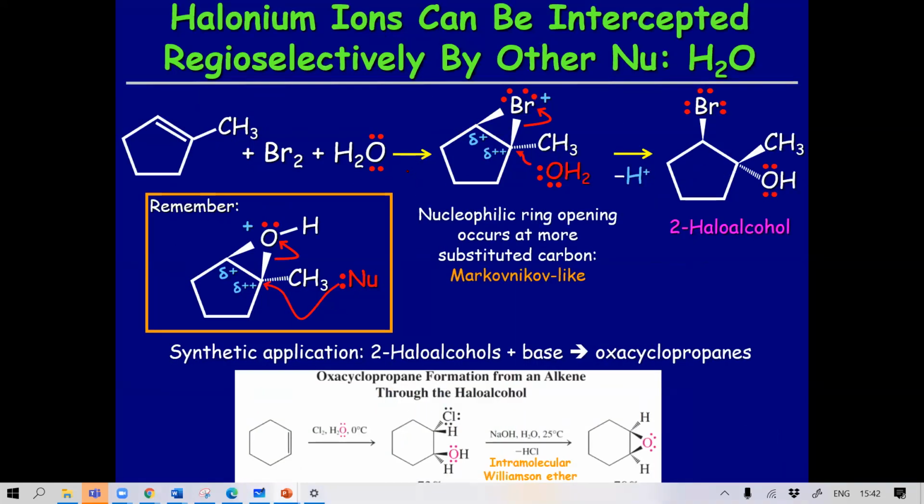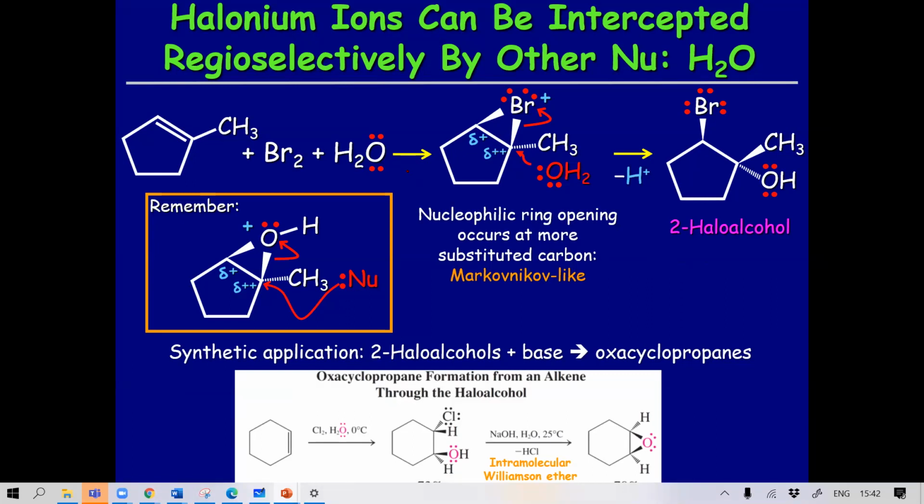Now, halonium ions can be intercepted selectively by other nucleophiles, for example, water. So once you prepare the bridge, you can add any nucleophile you want, especially if the bromine itself is in small quantities. If you have water as a solvent, you will always end up with a mixture of the dibromo and the bromo alcohol, as you've seen in this reaction from last year. Why? Because the nucleophile can open up the bond.